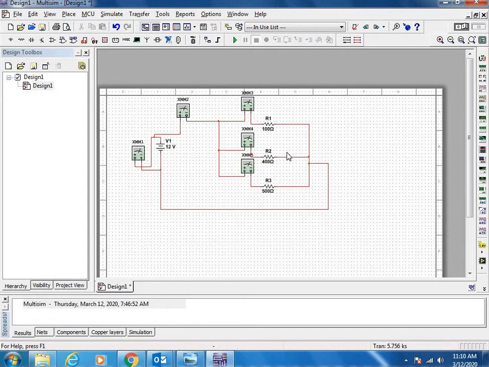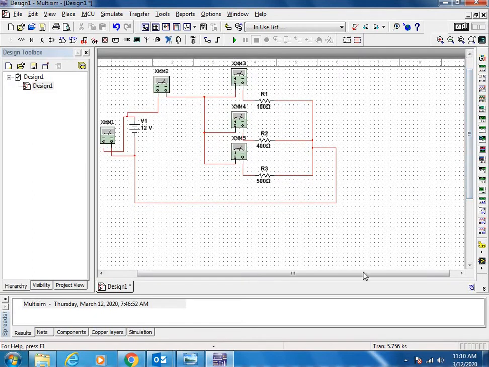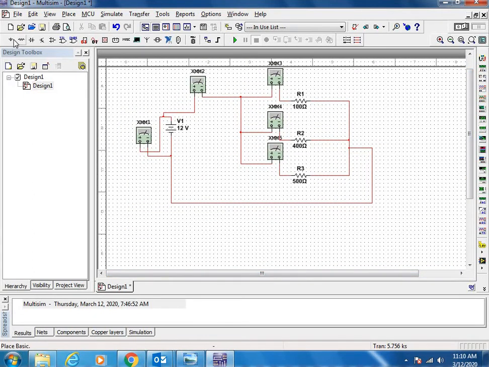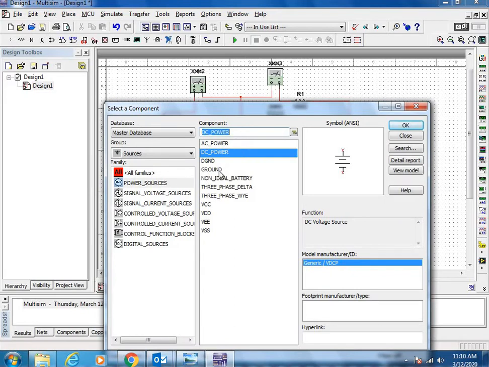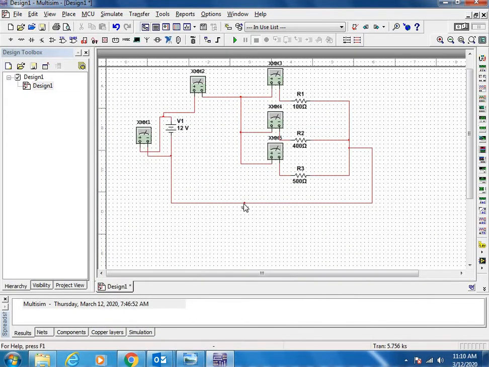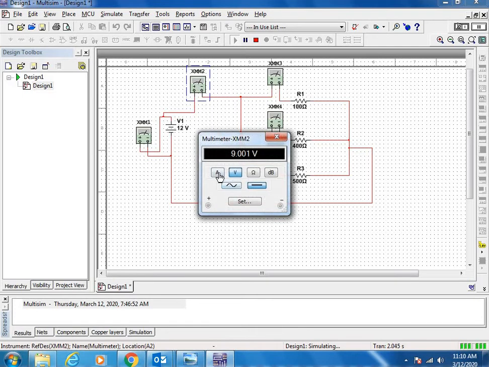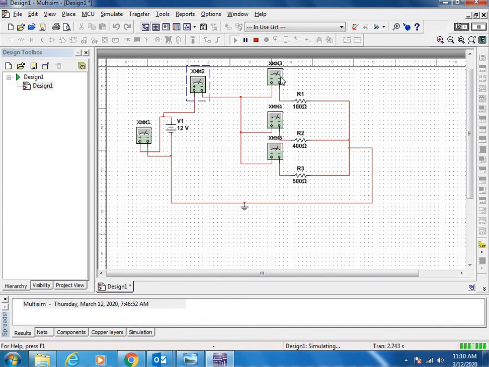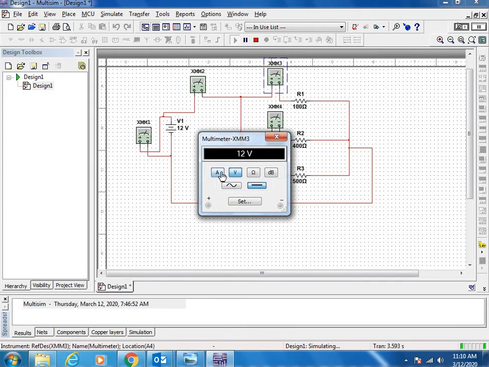Okay, let us do the simulation now. We just have to add the ground. Now let us press simulation. Here we have to change the meters into current mode. Double click on it, change it to ampere, double click on it, make it ampere.